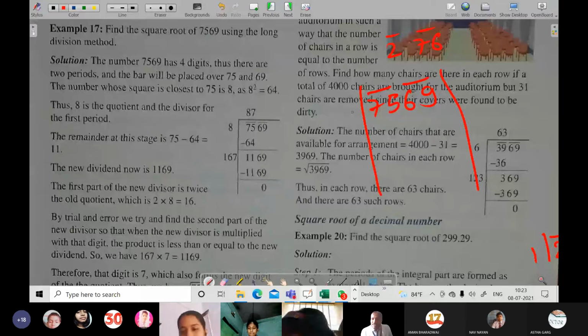That is 8, which is 64. 64 will be there. 11 will be down. Now when coming down, here also a pair will be coming down at a time. And again this 8 will be added over here. It will become 16. Now what number you will be keeping over here?